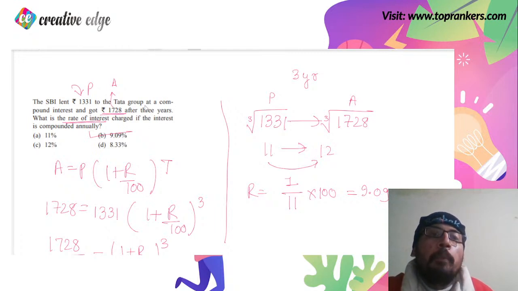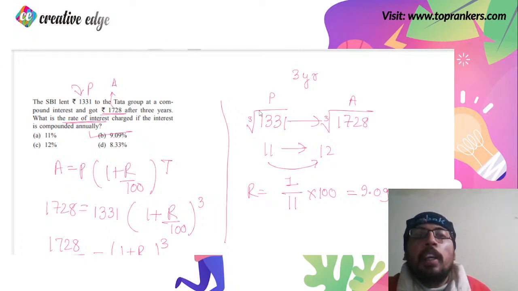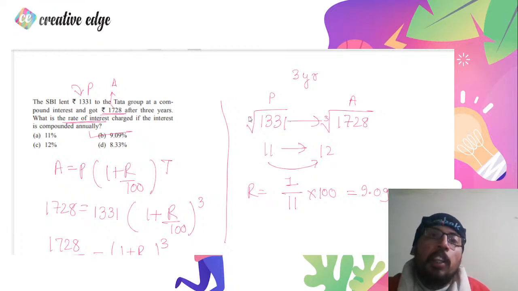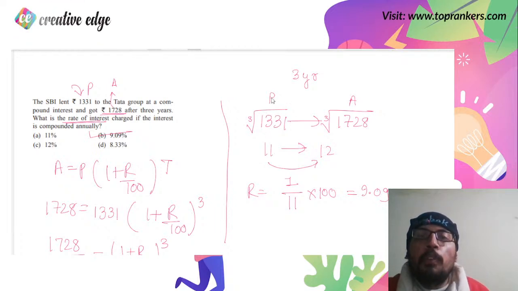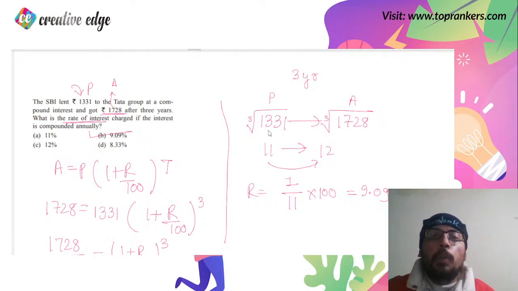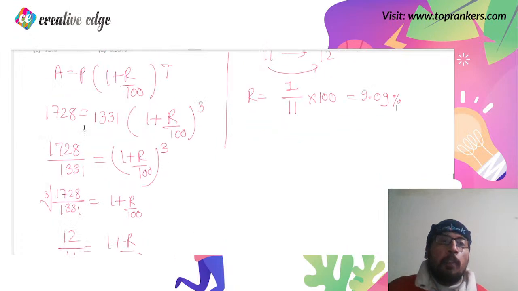So whatever time is given to you, you take the root accordingly. 3 years, cube root; 2 years, square root; 4 years, 2 times square root, right? So this is how you calculate time for such type of question.